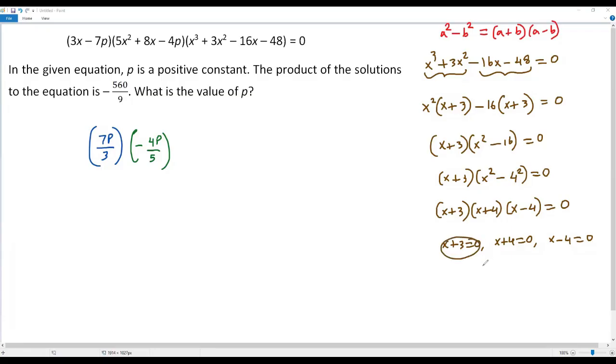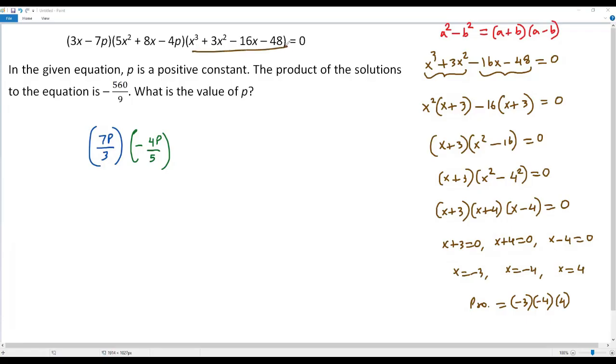Okay, if I solve for x in the first one, I'm getting x equals negative 3. And if I solve for x in this one, I'm getting x equals negative 4. And in this equation, I'm getting x equals positive 4. Okay, now let me get the product of three solutions. That is negative 3 times negative 4 times 4.